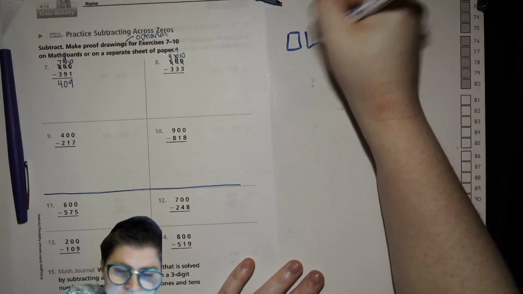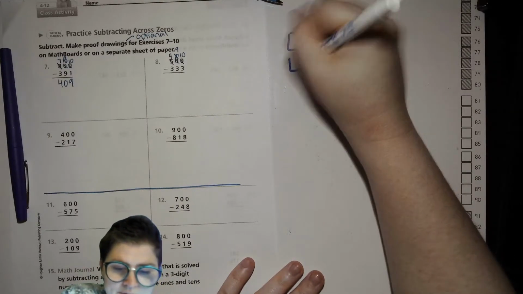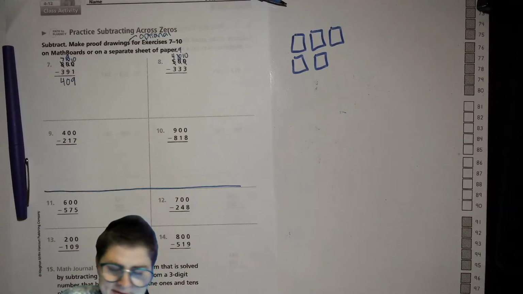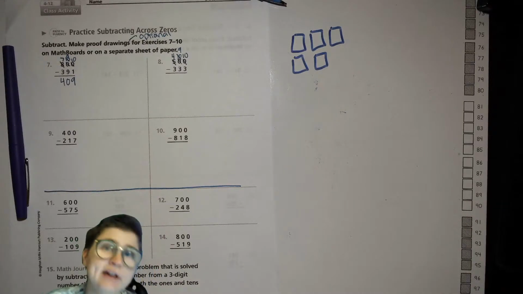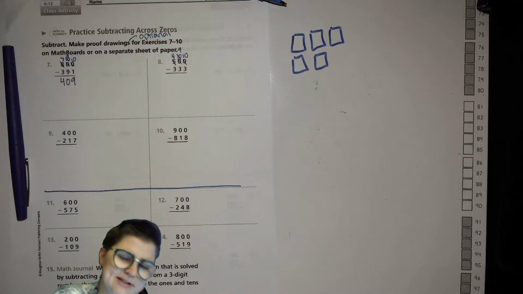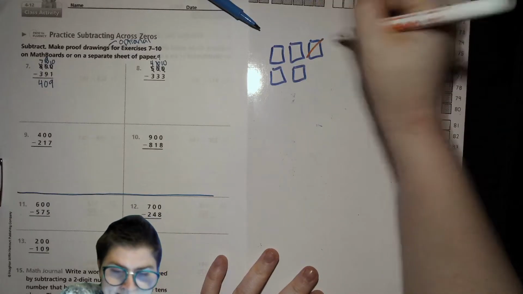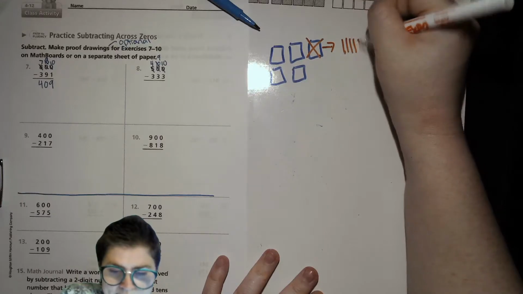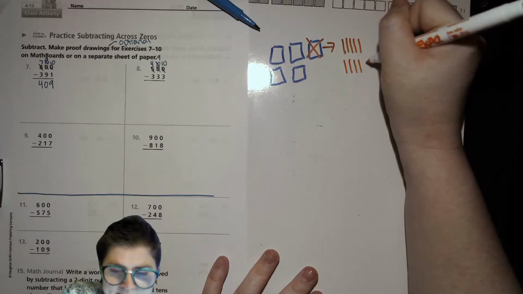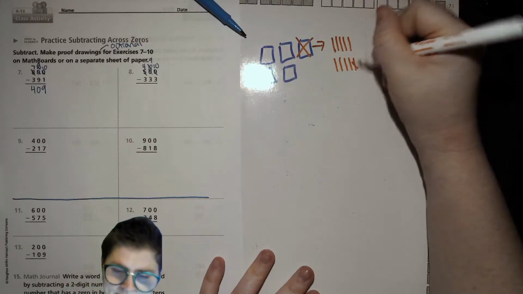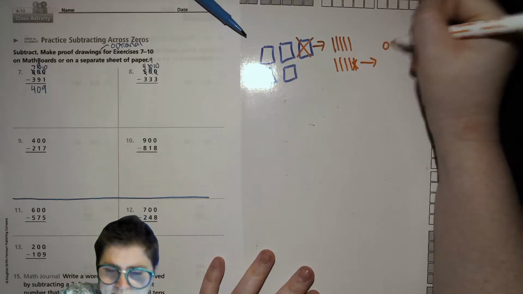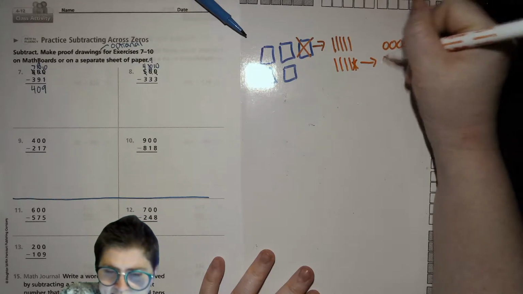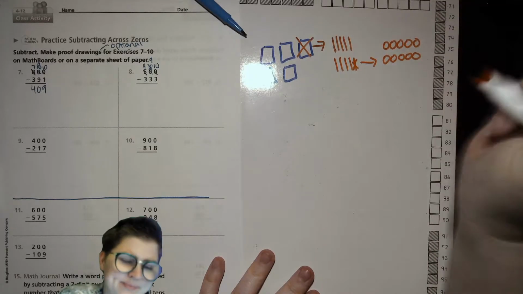10 take away 3. Here, let's just draw that out real quick. What we've just done there was we turned 1 of these into 1, 2, 3, 4, 5, 6, 7, 8, 9, 10. And then turn 1 of those into 1, 2, 3, 4, 5, 6, 7, 8, 9, 10.